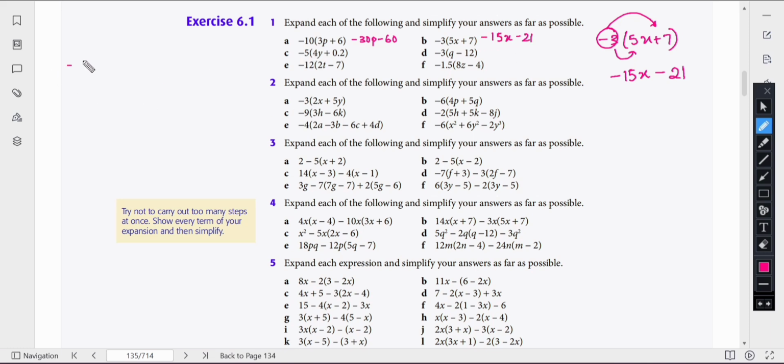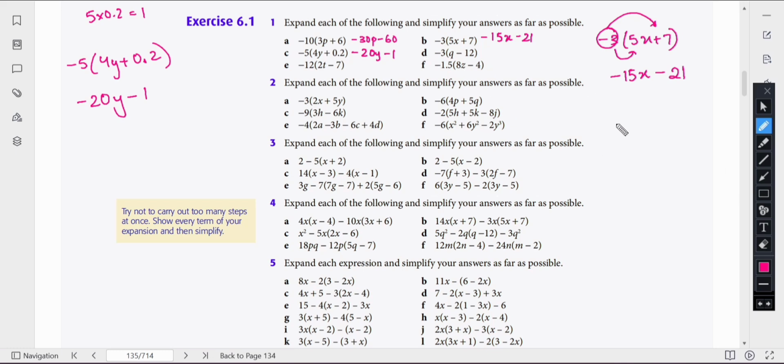For the C part, it says minus 5 (4y plus 0.2). Do not worry about the decimal places, it will still work the same. Minus 5 multiplied with 4 will be minus 20y, and minus 5 multiplied by plus 0.2 will become minus, 5 into 0.2 is 1. So it's going to be minus 20y minus 1.